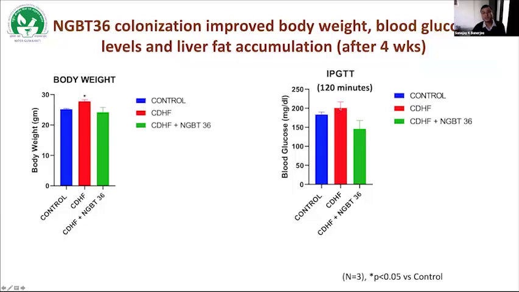Similarly, an IPGTT was done, and at 120 minutes there should be a high value of glucose. Again, it is very early to say anything about insulin resistance, but there is a tendency that the L. brevis group has a lower glucose level.